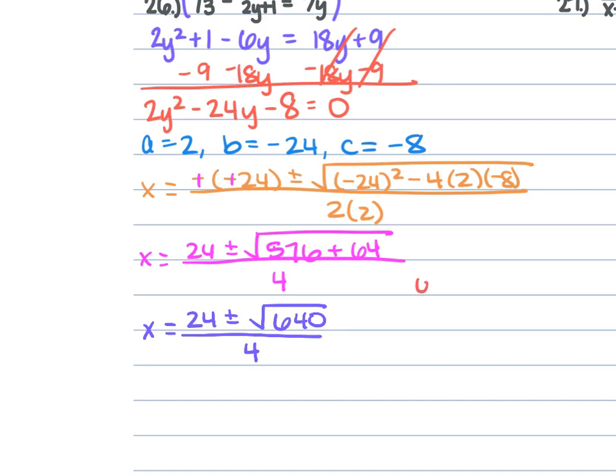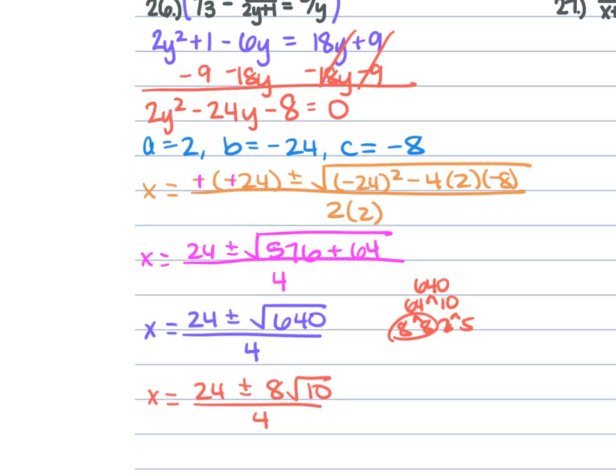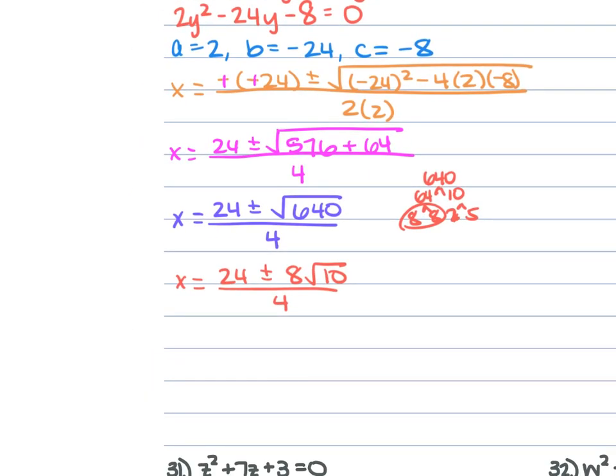That 640 is going to be 64 and 10. This 64 is 8 and 8. The 10 is 2 and 5. So 8 square root of 10. So x is equal to 24 plus or minus 8 square root 10 all over 4. We're going to simplify this by dividing all of these by 4 to get x is equal to 6 plus or minus, here, let's rewrite this. X is equal to 6 plus or minus 2 square root 10.